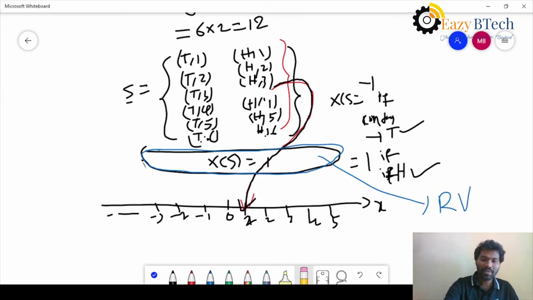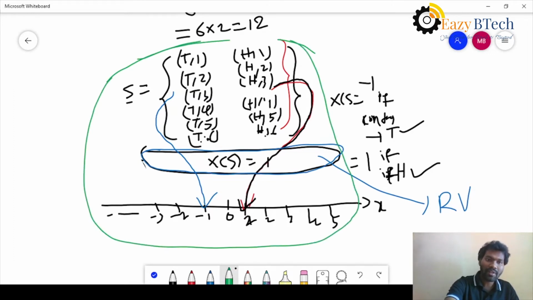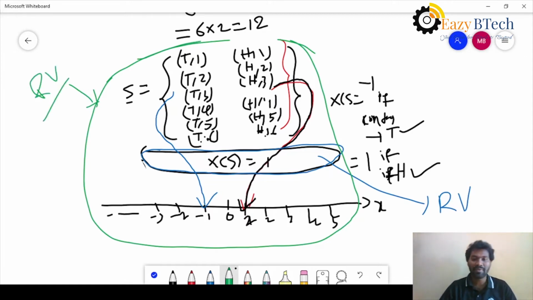I'll map tail. So what does tail say here? If tail comes, it becomes what? -1. So for whatever may be the value, for all these values, what will I get? I get -1. So the entire figure, this entire figure is called a random variable. Random variable representation in terms of a figure.